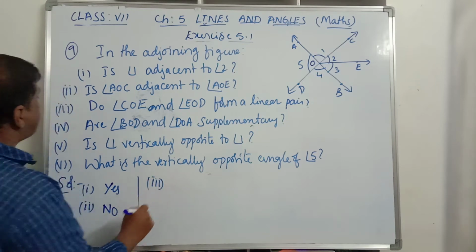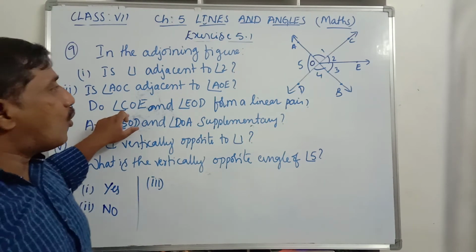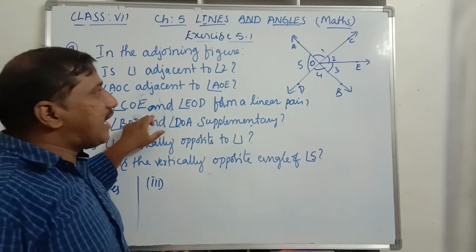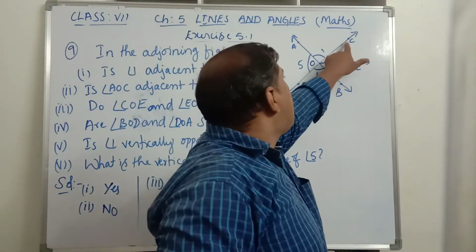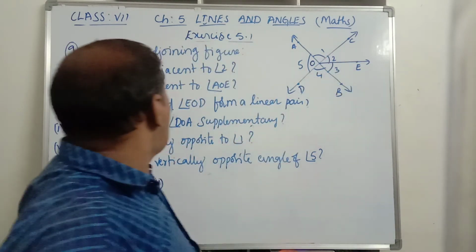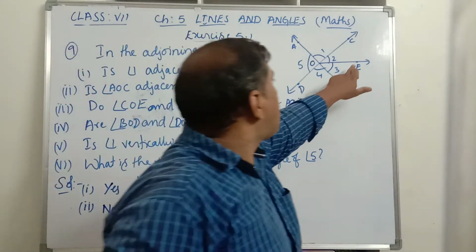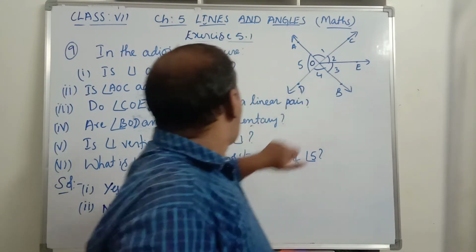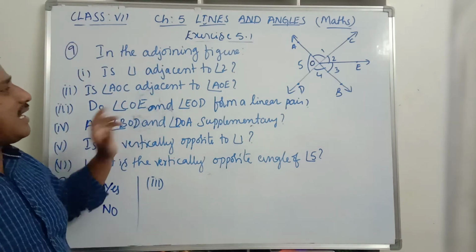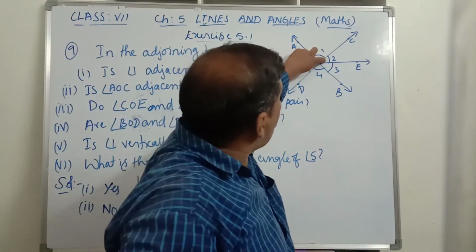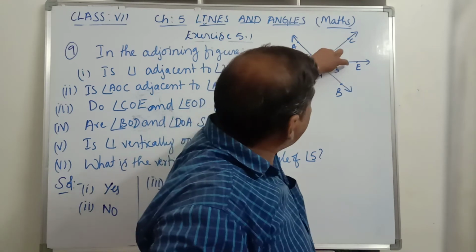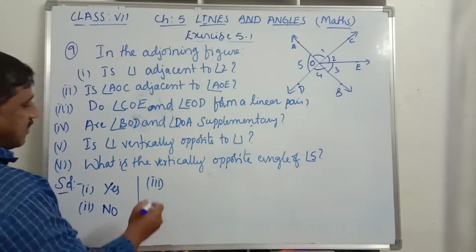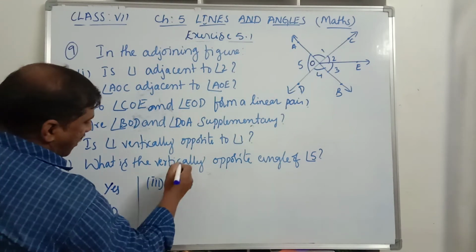Then we have the third question: do angle COE and angle EOD form a linear pair? COE means angle 2, and EOD means the sum of 3 and 4. Yes, this is angle 2 and this whole angle, angle EOD. Yes, they form a linear pair of angles.